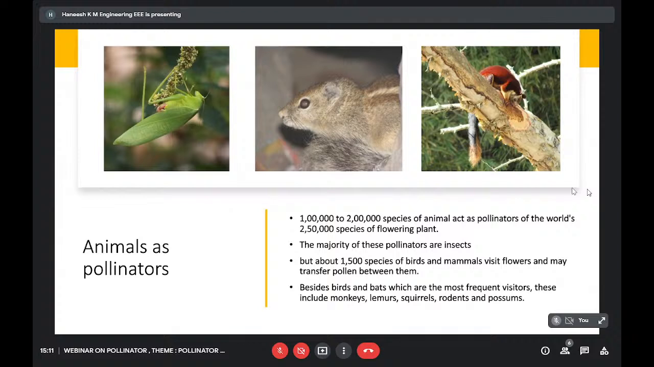But it is not only insects; birds and mammals also visit flowers. They may be looking for some fruit, or some honey, and during that process they help in pollination also. So you have squirrels, monkeys, lemurs, rodents, and different types of marsupials. They are helping the pollination. So pollination is not only the job of insects. A lot of other living beings also participate in plant pollination.